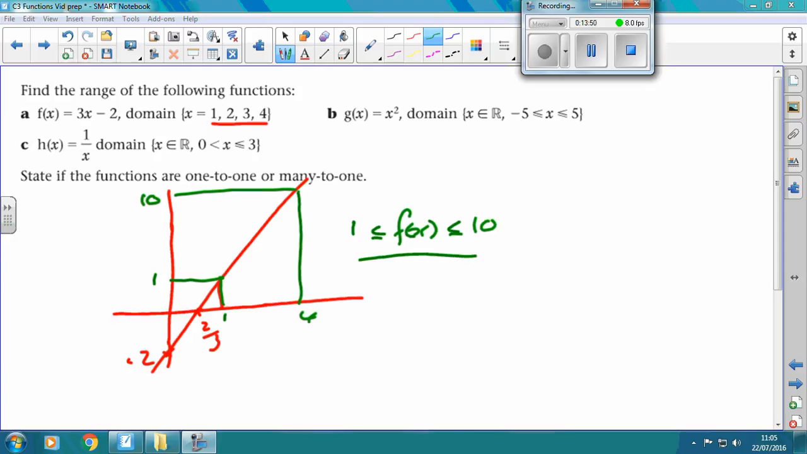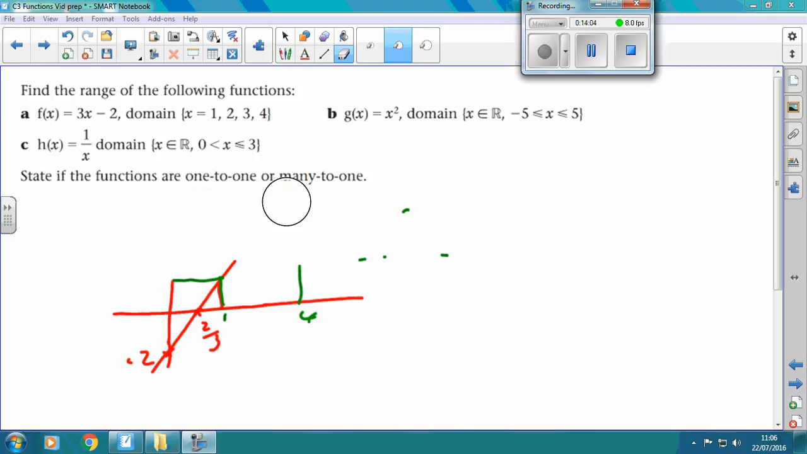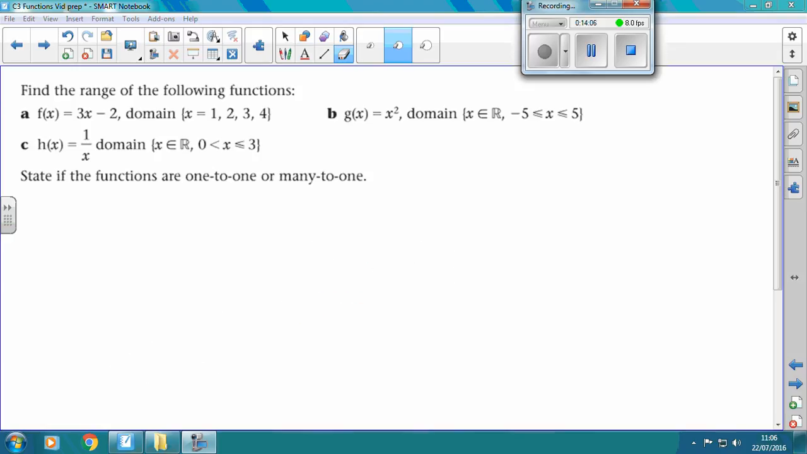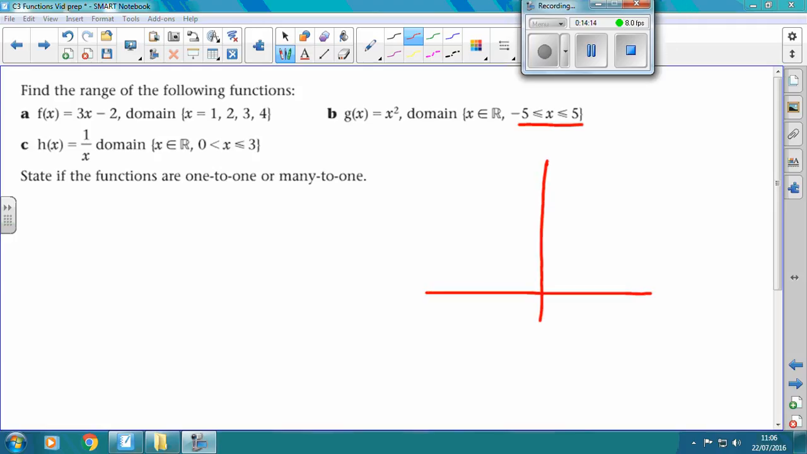Don't just assume that the range for this one is infinite, because the line goes up and the y values go up and down forever. But here it specifies what the x values are. Okay, so again, if we have a look at B now. Let's sketch this for x between minus 5 and 5. Now this is why we sketch it. It doesn't need to be an accurate sketch, but just so that we get the idea.